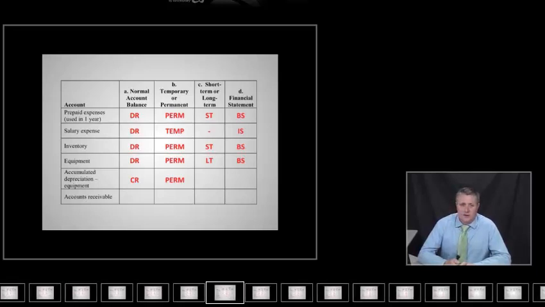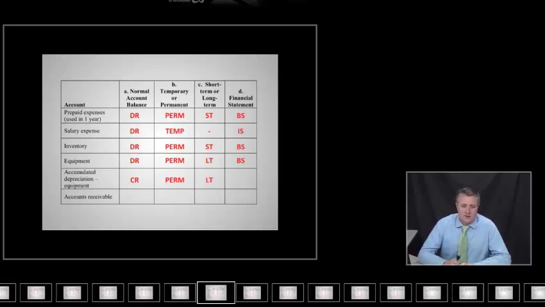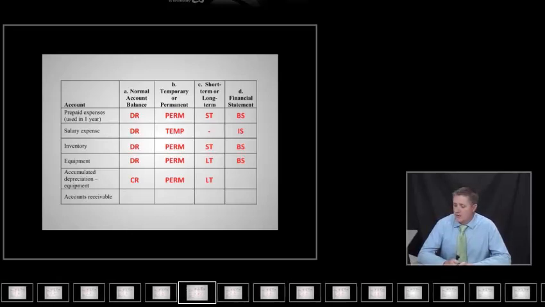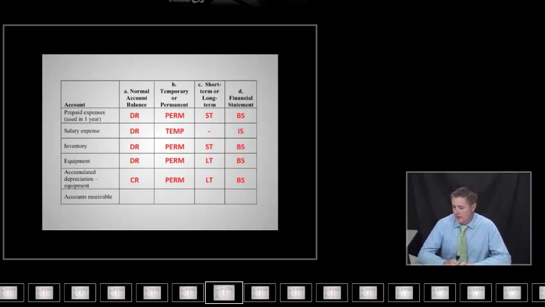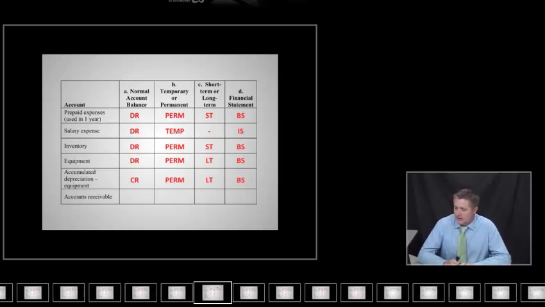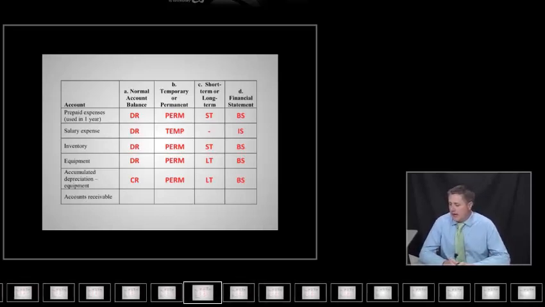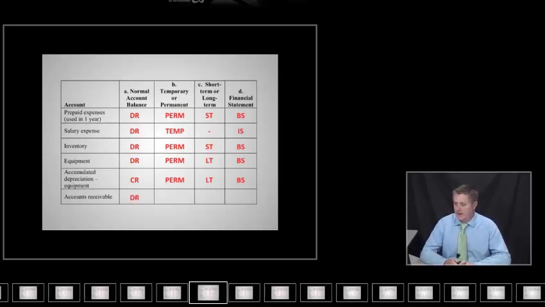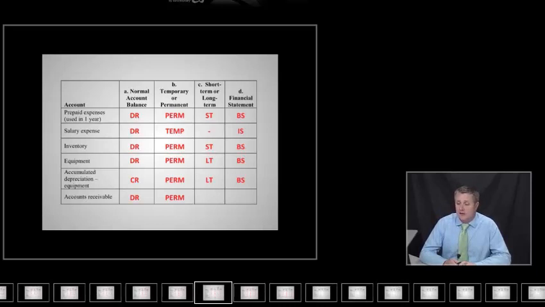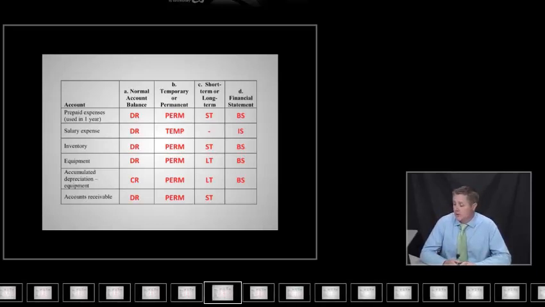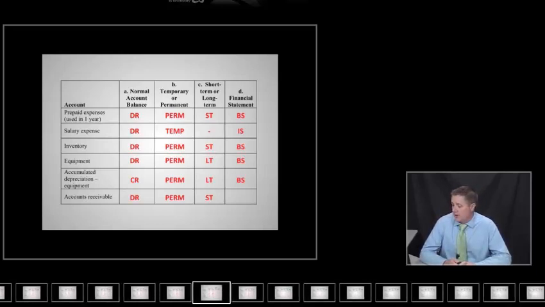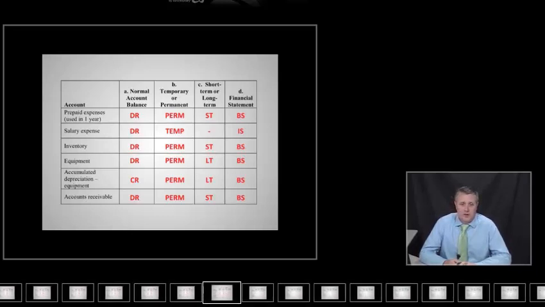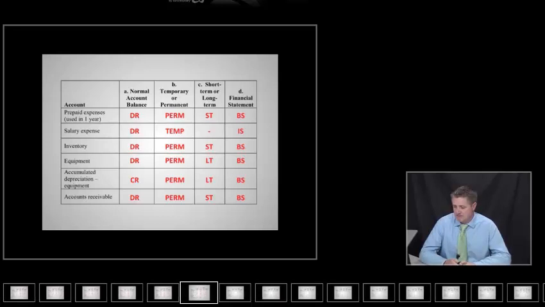Finally, it's also considered long-term because it's a contra account to a long-term asset, and it's going to be reported on the balance sheet. Our next account is accounts receivable. Accounts receivable is an asset, so it's going to have a normal debit balance. It's considered a permanent account, and it's going to be a short-term asset, or a current asset. And then finally, accounts receivable would always be reported on the balance sheet.